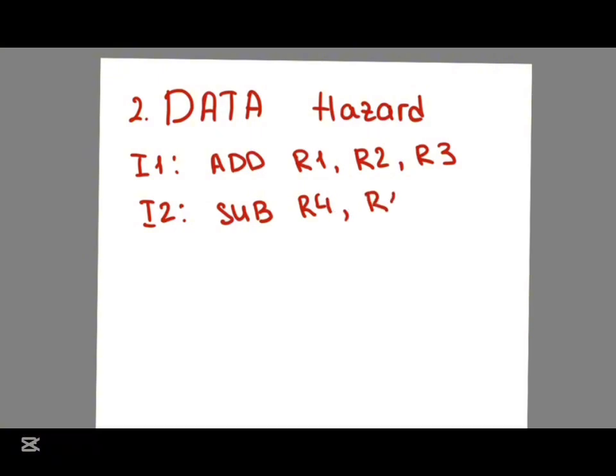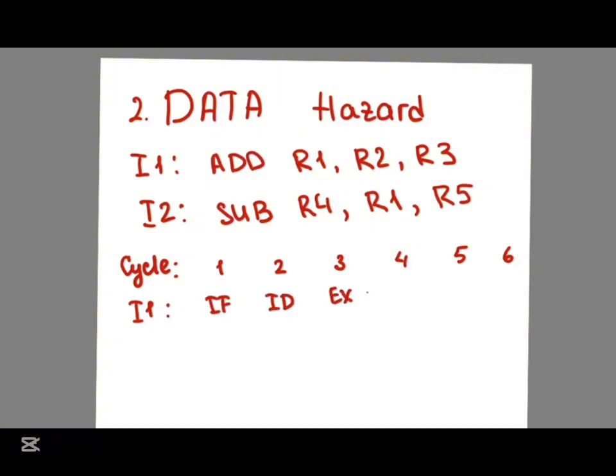Instruction 2 needs the value of register R1, which is produced by instruction 1. However, instruction 1 writes the result only in the write back stage. So here in the cycle, you can see that instruction 2 tries to use R1 during its execute stage before instruction 1 has written it, which causes a data hazard.